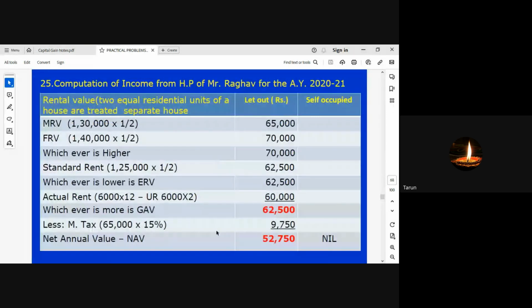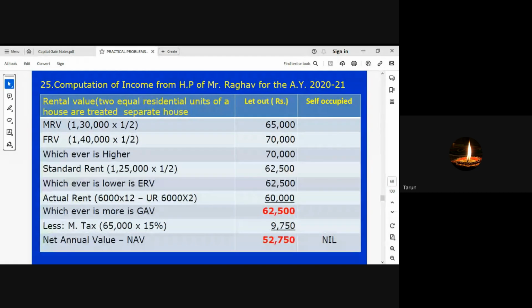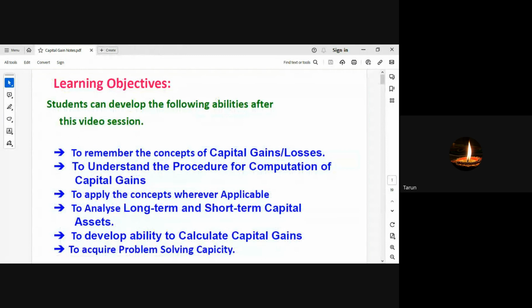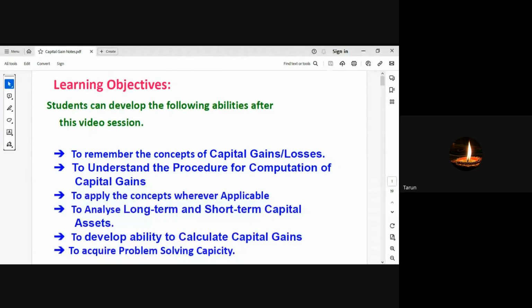All right, so let's begin the new unit, or we can say the new block. I will share this particular slide in the group. Just wait, yeah. So this is the new block, and the title of this session is the income earned from capital gain.